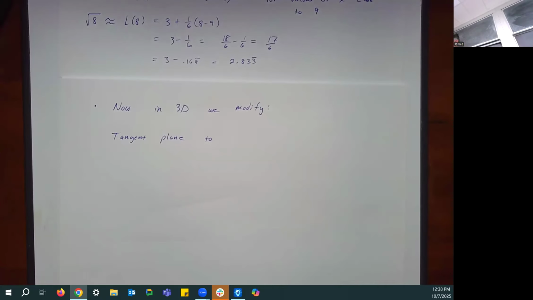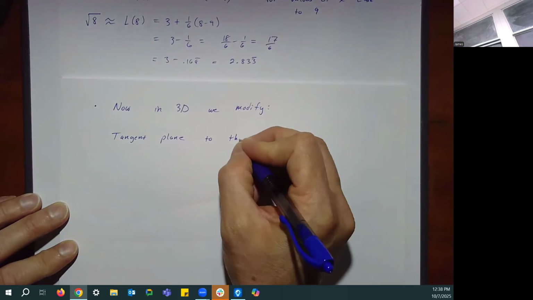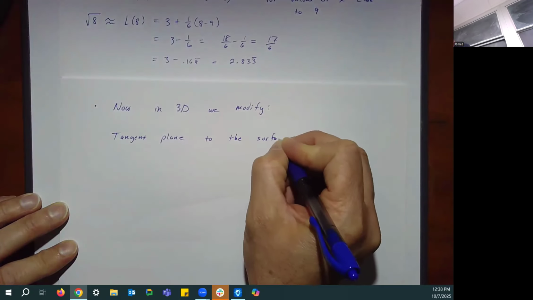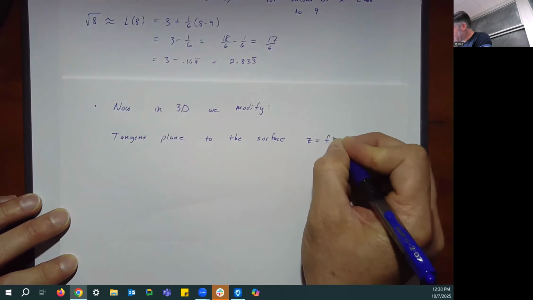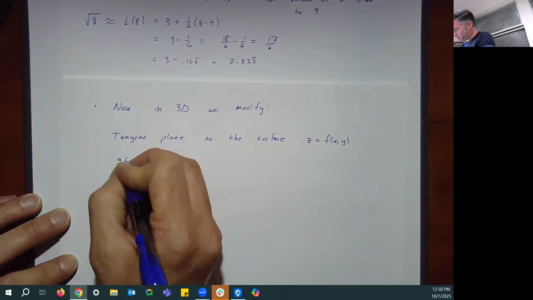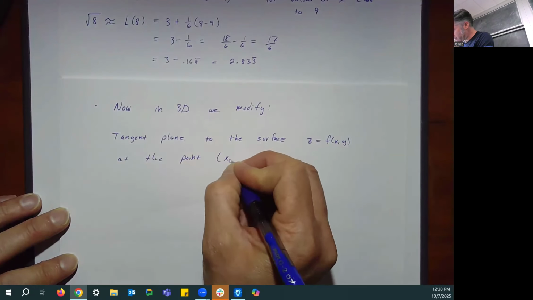So the way we're going to do that is to the surface. We're thinking of the surface as z equal to f of x, y at the point x naught, y naught, z naught.